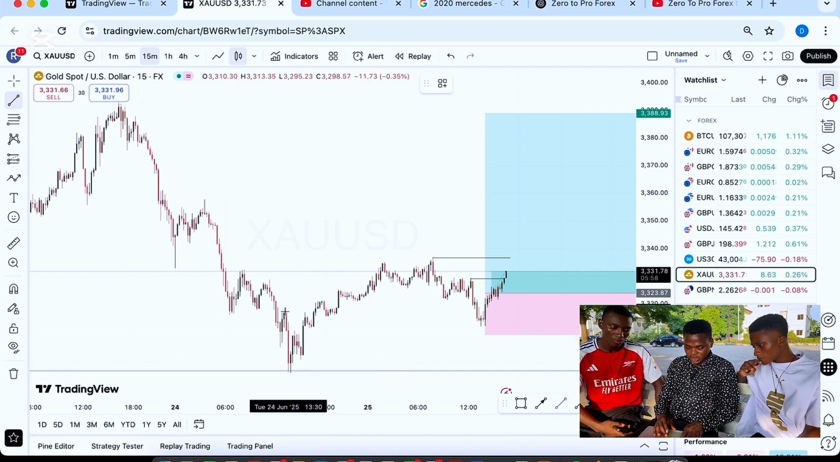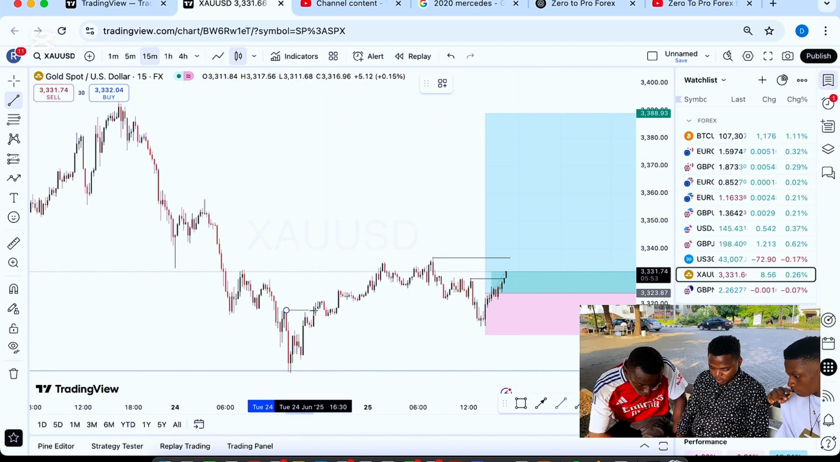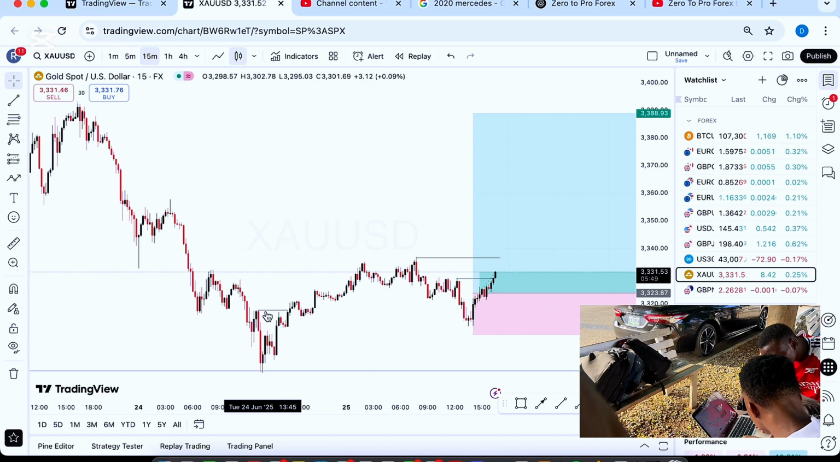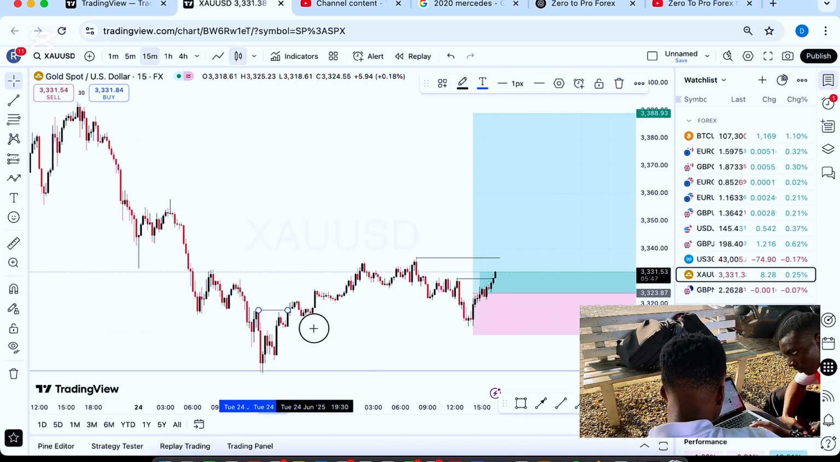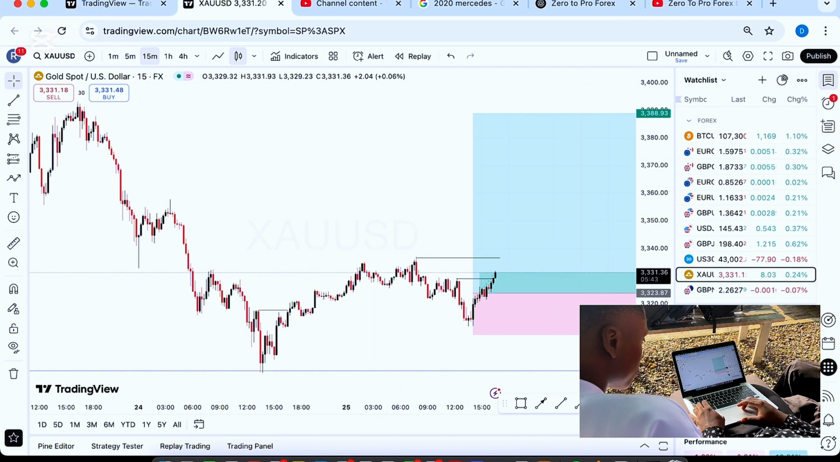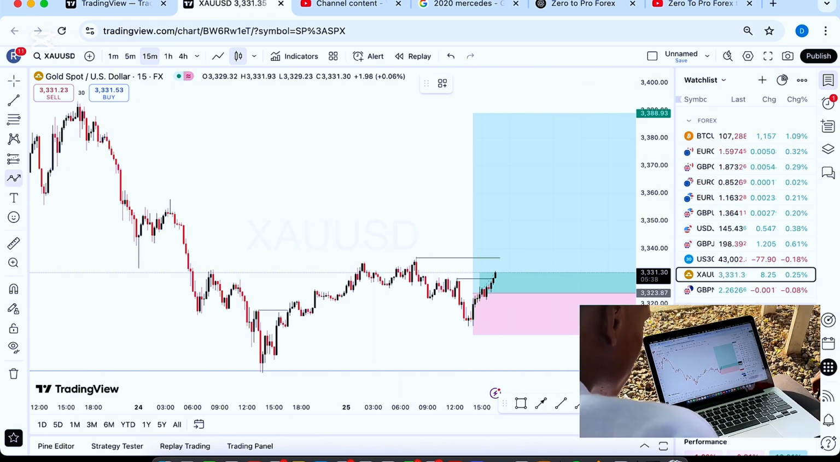So if you look at this point here now, what would you call this point? What would you call this point? A CHoCH or a break of structure? This point here. CHoCH or a break of structure? Yeah, take it as a CHoCH. Okay, why would you take it as a CHoCH?